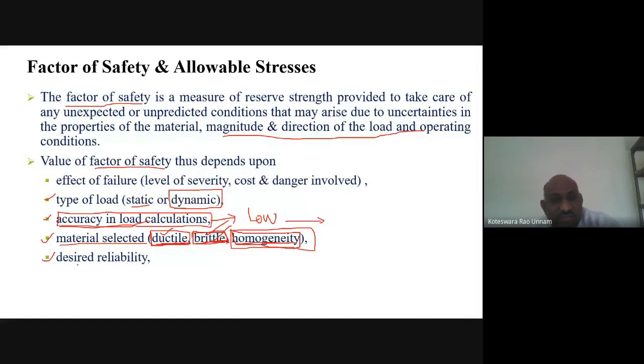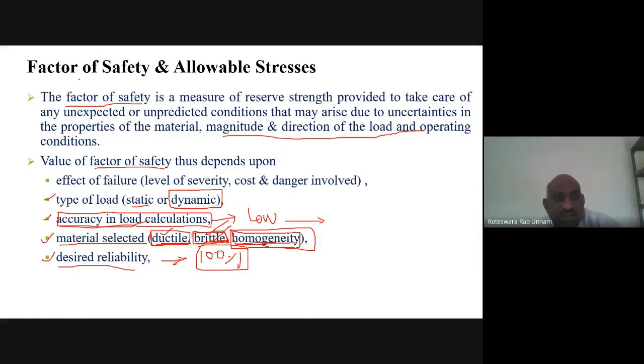Desired reliability. So if I design a component and I want to have 100% reliability, that means whatever may be the operating conditions, whatever may be the loads it is subjected to when it is put into operation, the component should not fail. Whatever load is acting on the component, whether it is static or dynamic, or whatever the operating conditions may be, if I want 100% reliability, the component should not fail.